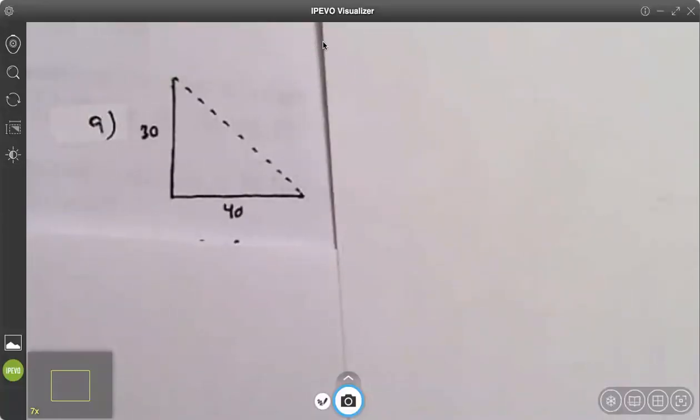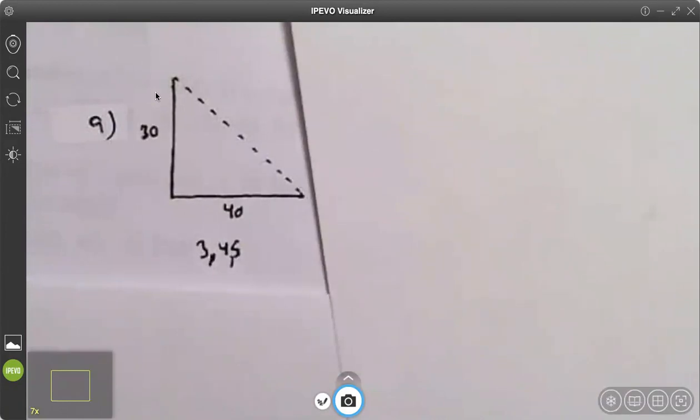There's the picture we have. Now, can you do the answer in your head without writing anything down? The answer is 50. That is a Pythagorean triple. 3, 4, 5, all times 10, 30, 40, 50.